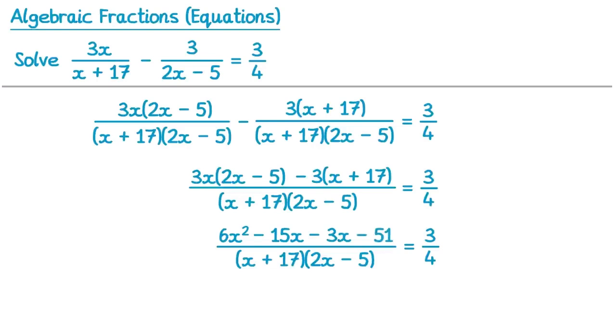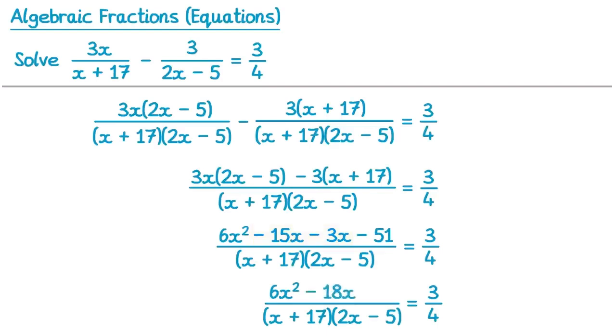Now there's a little bit of simplifying we can do on the numerator. So we can't simplify the 6x squared, that's the only term with x squared, but we can simplify negative 15x, subtract 3x, which is negative 18x, and then subtract 51.